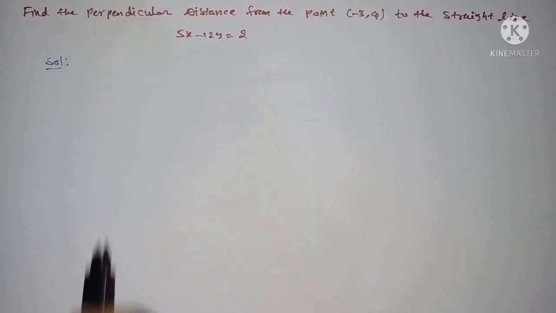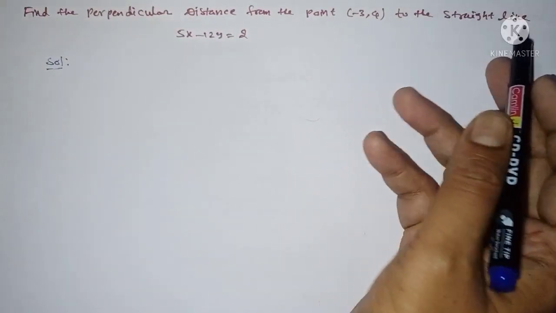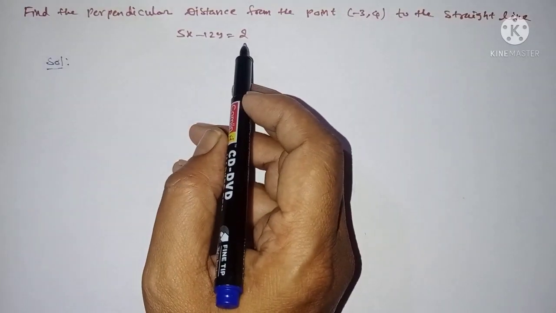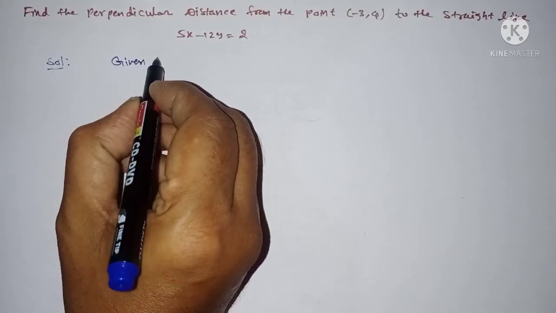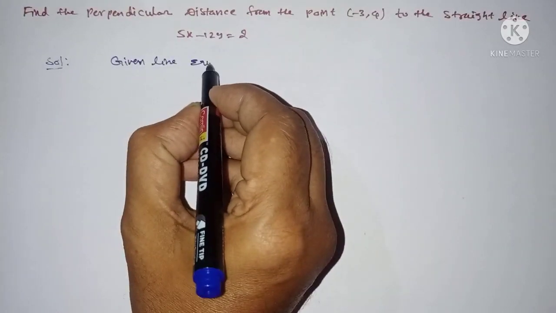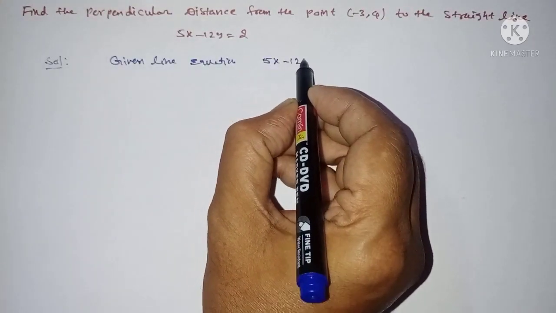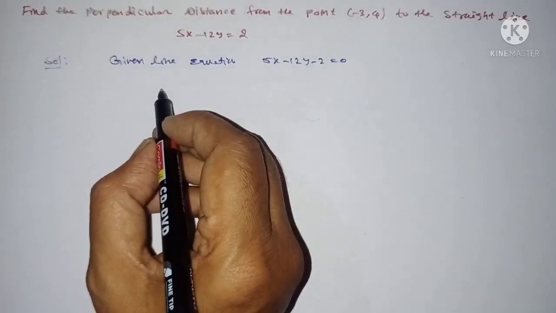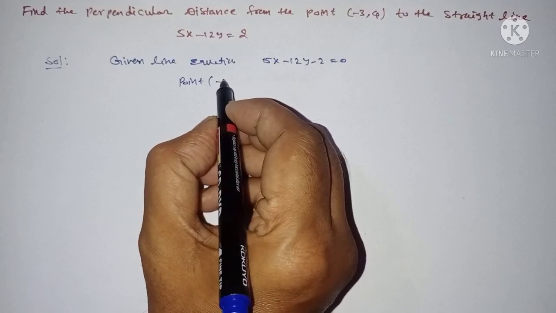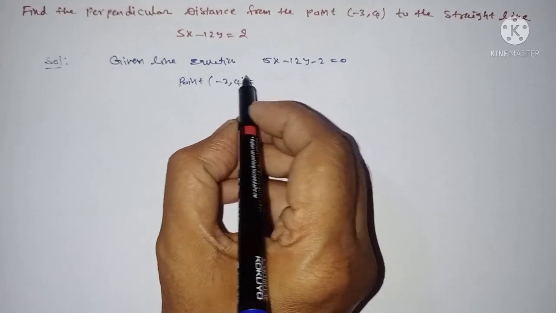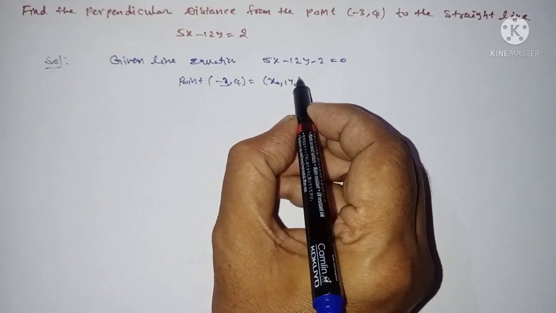See one example. Find the perpendicular distance from the point (minus 3, 4) to the straight line 5x minus 12y is equal to 2. You can write the given line equation in standard form as 5x minus 12y minus 2 is equal to 0, and the point given here is (minus 3, 4). This is x naught comma y naught.